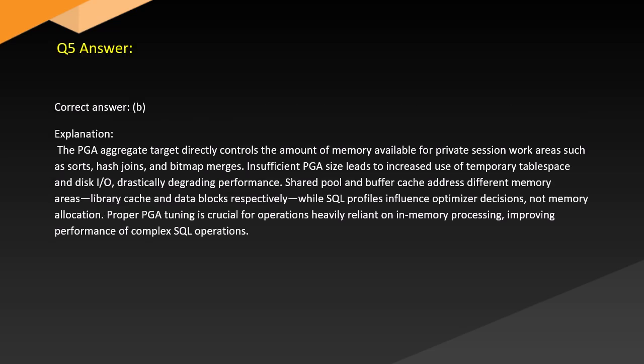Answer. Correct answer: B. Explanation. The PGA aggregate target directly controls the amount of memory available for private session work areas such as sorts, hash joins, and bitmap merges. Insufficient PGA size leads to increased use of temporary tablespace and disk I/O, drastically degrading performance.